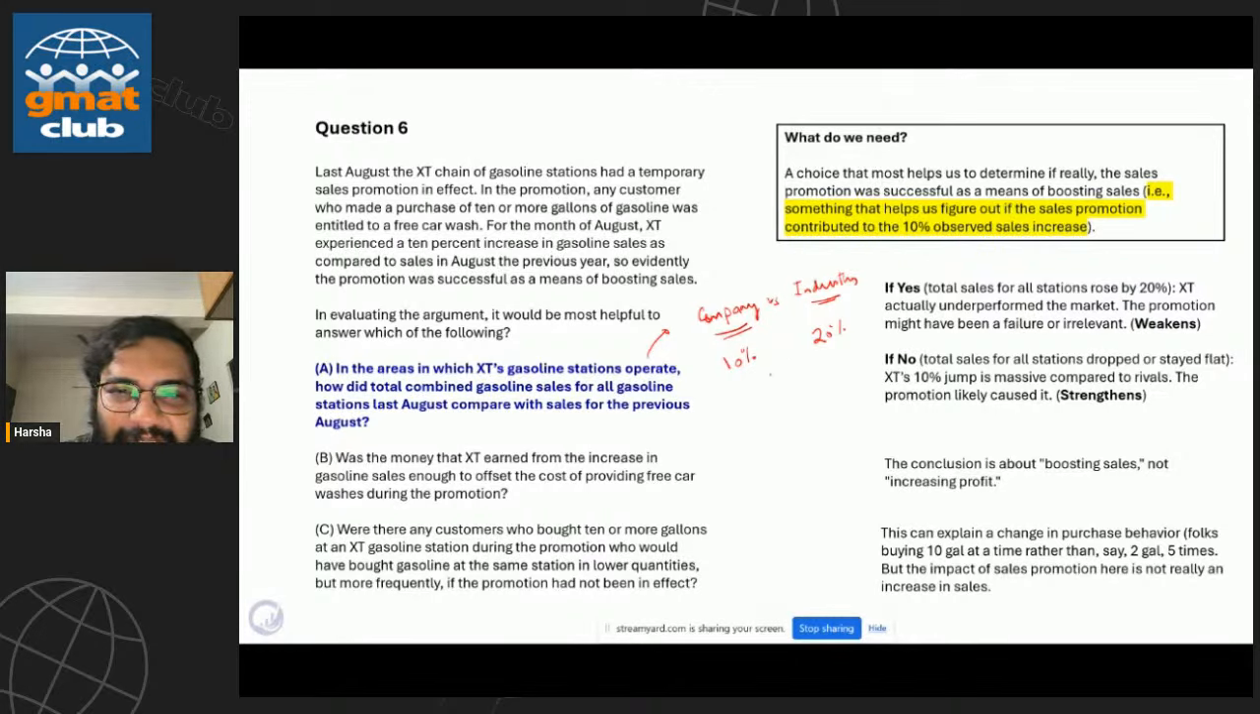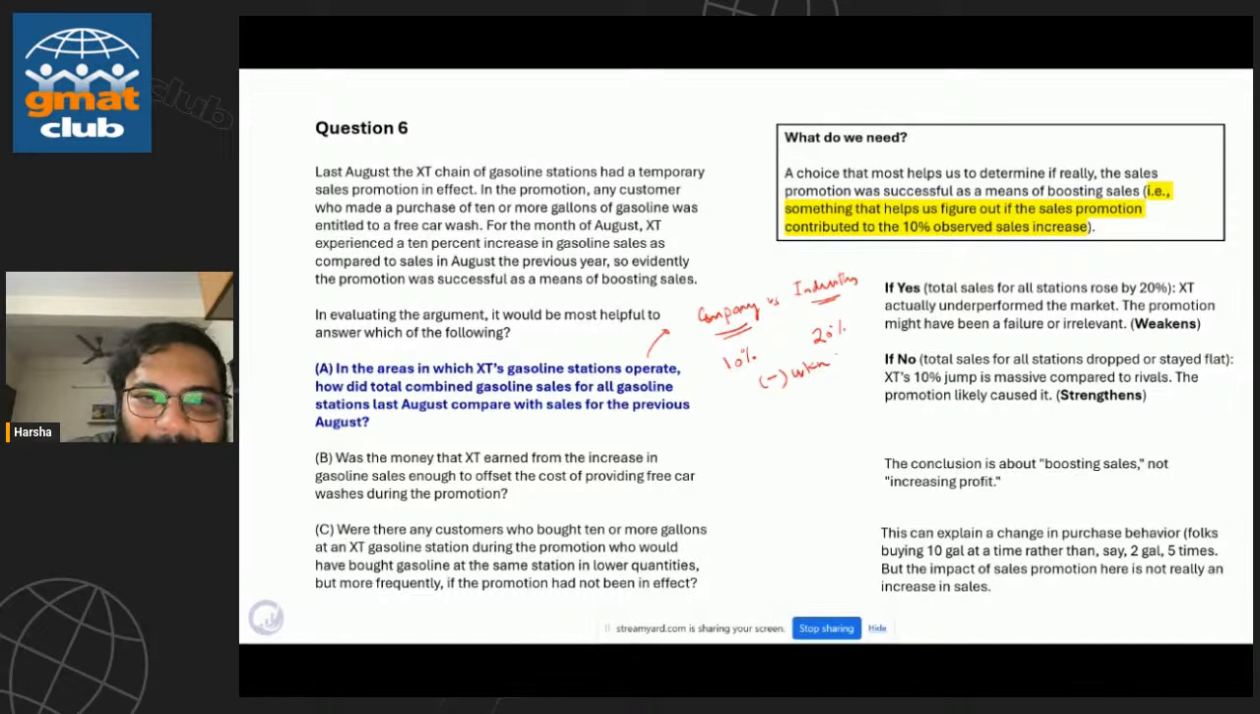It should really make you believe a little less that the sales promotion did something for you, because the industry was anyway growing by 20%. You grew by only 10% despite doing a sales promotion which you claim has boosted sales. Really? You see how this has a weakening impact on the argument.